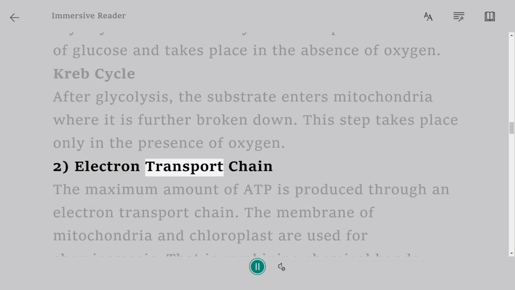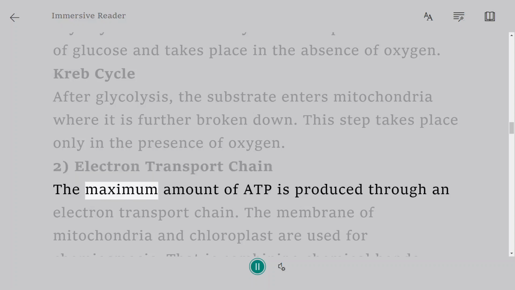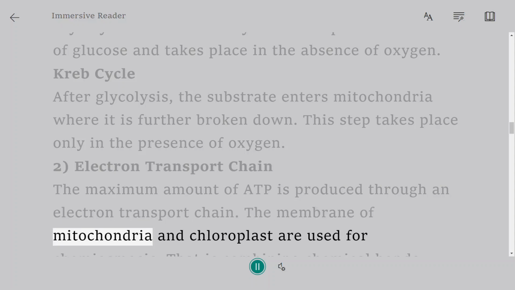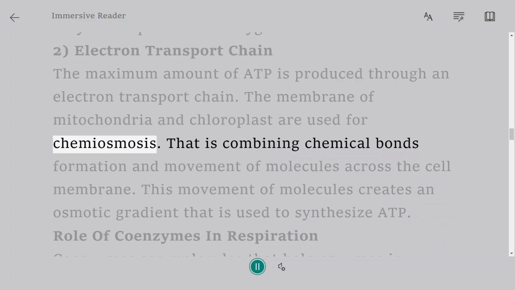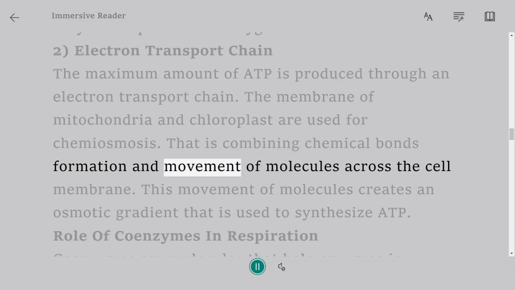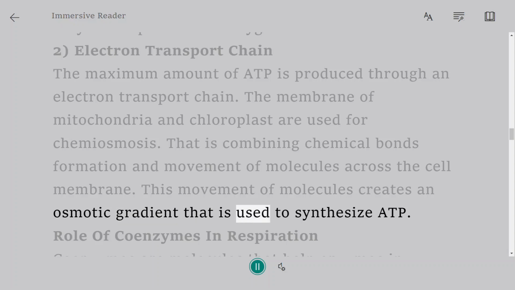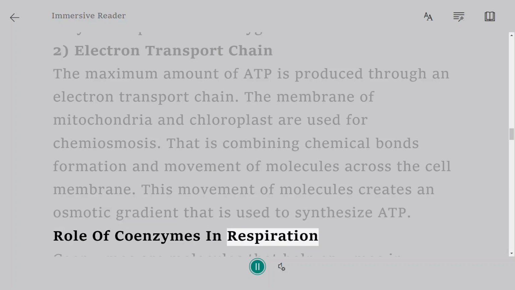2. Electron transport chain. The maximum amount of ATP is produced through an electron transport chain. The membranes of mitochondria and chloroplast are used for chemiosmosis. That is, combining chemical bond formation and movement of molecules across the membrane. This movement of molecules creates an osmotic gradient that is used to synthesize ATP. Role of coenzymes in respiration.